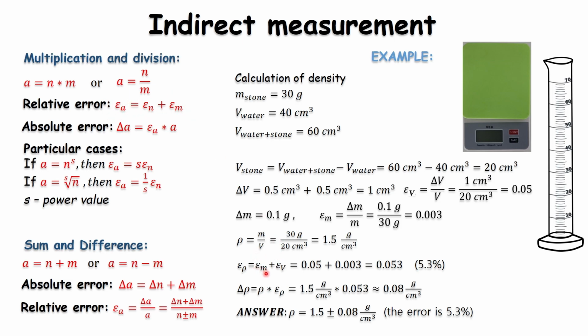We simply sum the relative error of mass and the relative error of volume, which we already calculated. The relative error of volume is 0.05, which we calculated here, and the relative error of mass is 0.003, which we calculated here. And the relative error of the density will be 0.053, or if we multiply by 100, it would be 5.3%.